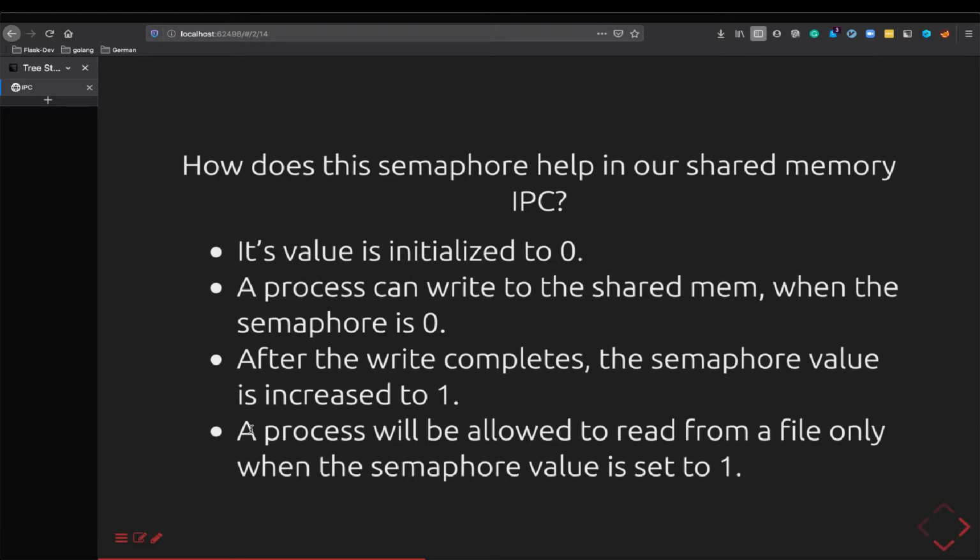Okay, the last point obviously is a process will be allowed to read only when the semaphore value is set to 1. Once the process finishes reading, it has to set it back to 0 so that writes can be performed on this shared memory.